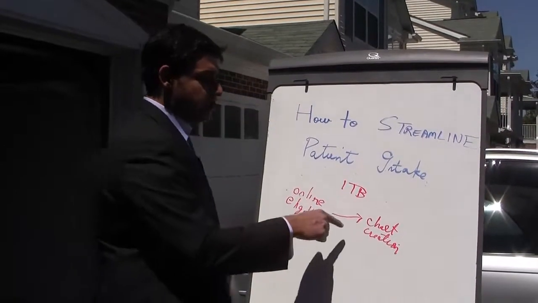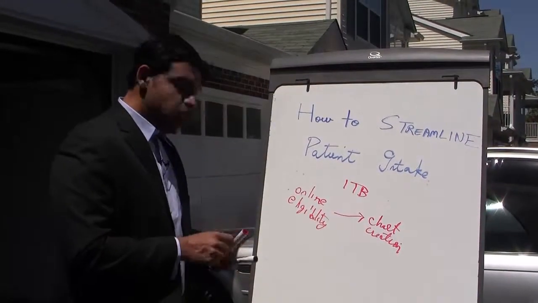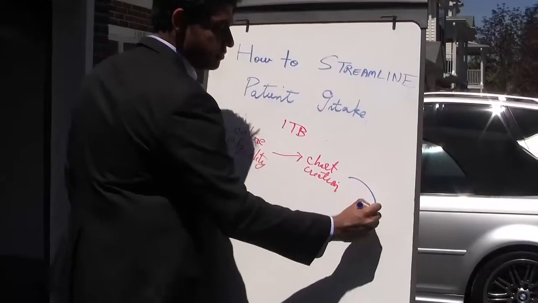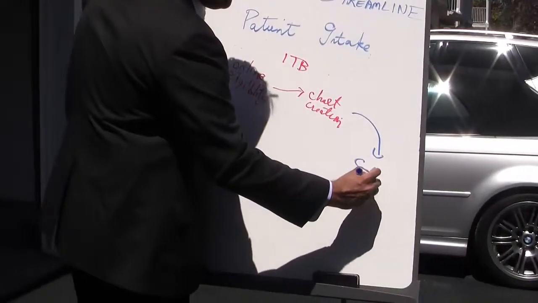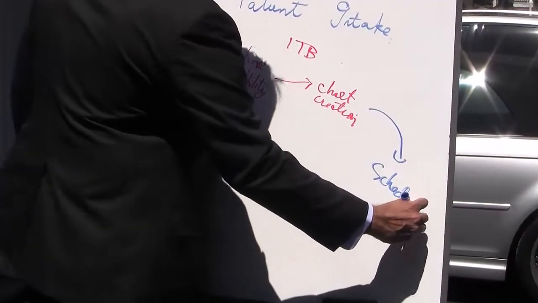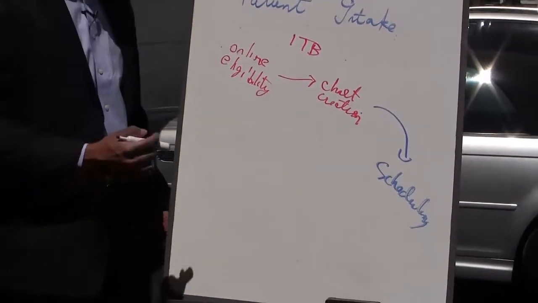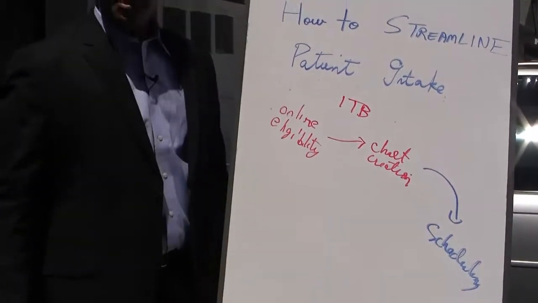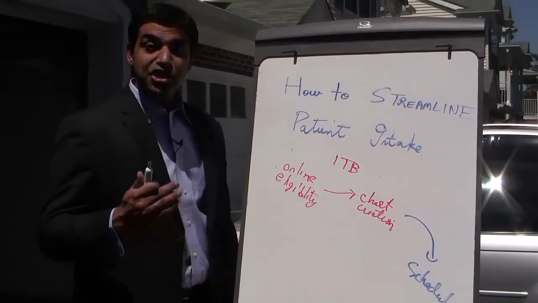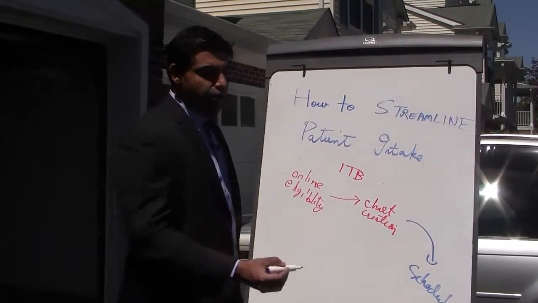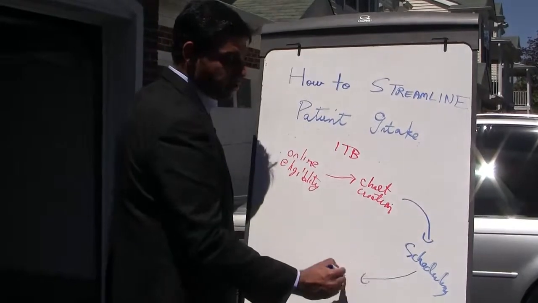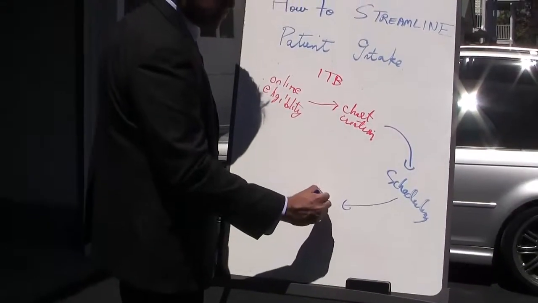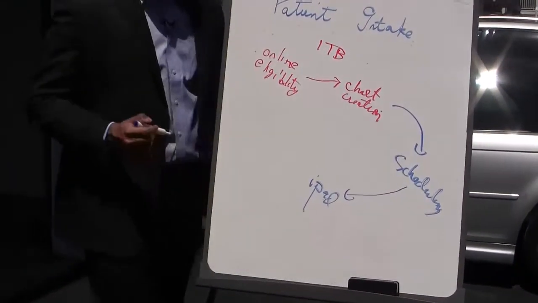Once the chart has actually been created, the next step is to schedule the patient. And this can be done by the front desk. So now what happens is, before the patient comes in, the eligibility is done, the chart's been created, the scheduling has been done. And once the patient actually does come in, at that point, imagine if the patient was given an iPad and the patient was asked to complete the rest of their intake.